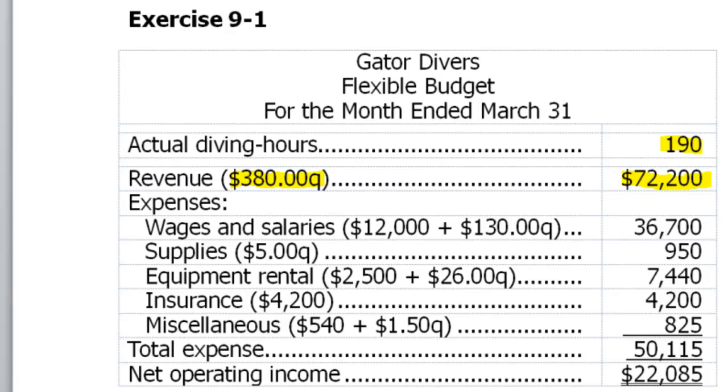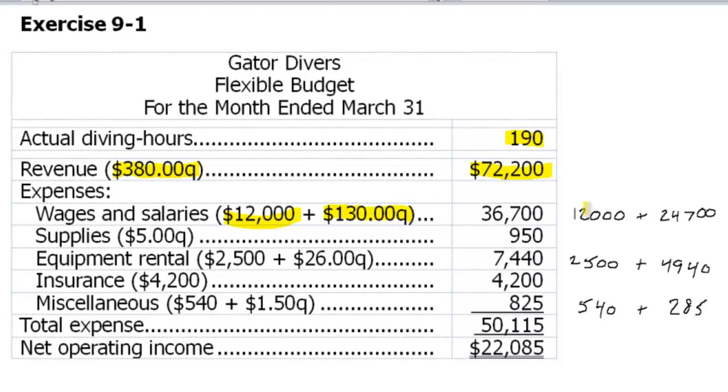our planned activity levels. When you come down to your expenses, some of these are variable, some of these are fixed, some of these are mixed. So wages and salaries. Our salaries are probably fixed at $12,000. But we're going to have variable wages based upon the number of diving hours. So it comes out to $130 per diving hour. So if we take the $12,000 plus the product of 130 times 190, which is $24,700, we end up with wages and salaries on our flexible budget of $36,700.